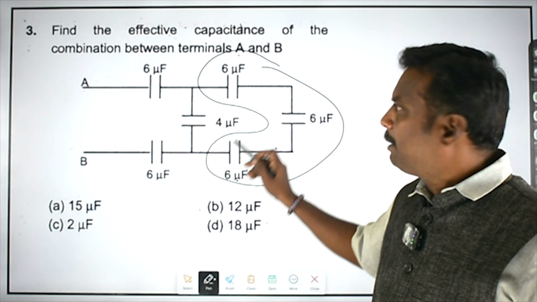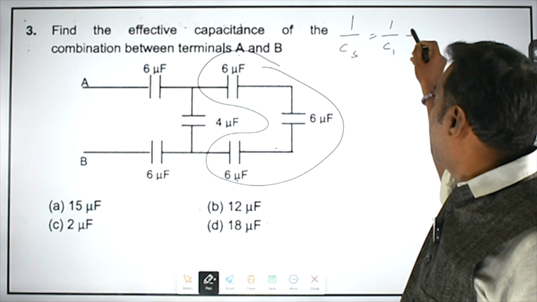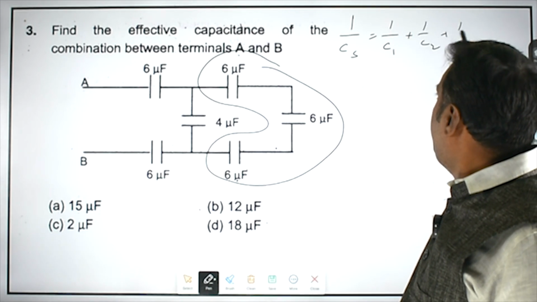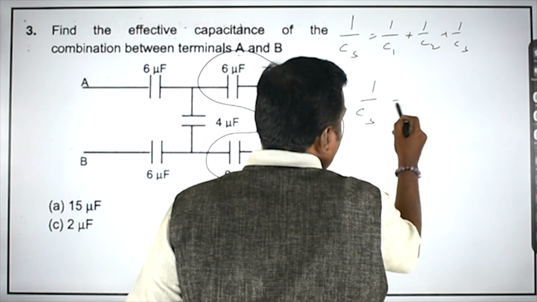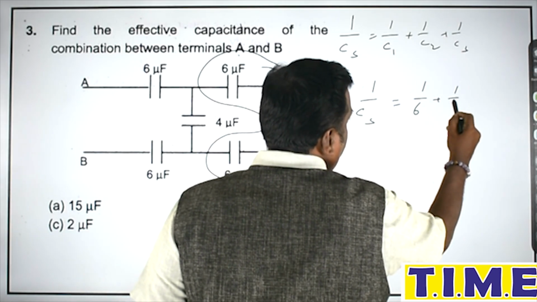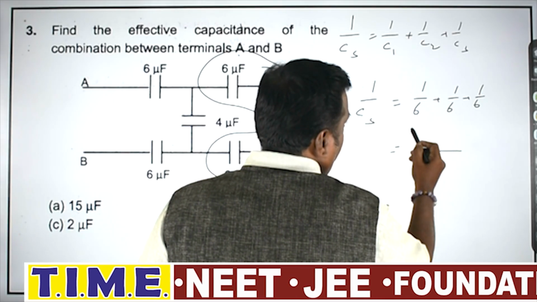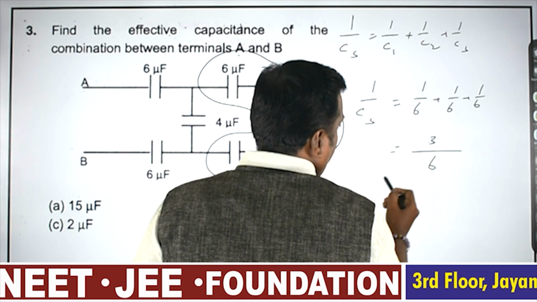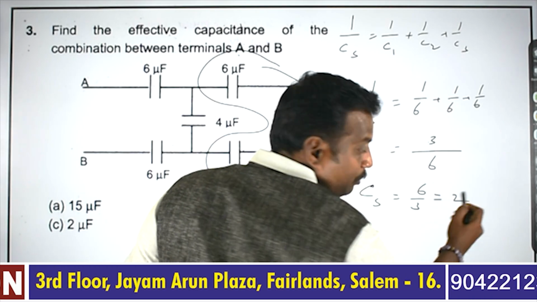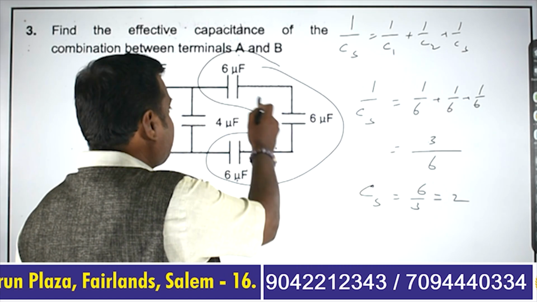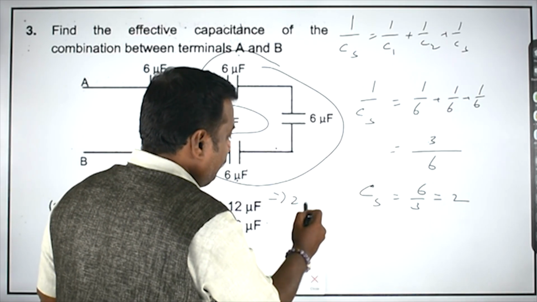லைனா இருக்கு, சீரிஸ்ல இருக்கு. அப்போ what is effective capacitance? 1 by CS is equal to 1 by C1 plus 1 by C2 plus 1 by C3 இல்லையா? Yeah. So 1 by CS is equal to 1 by 6 plus 1 by 6 plus 1 by 6. So இதோட LCM 6 ன்னு எடுத்துக்கிட்டீங்கன்னா 1 plus 1 plus 1 is 3. So 3 by 6 or CS is equal to 6 by 3. So 6 by 3 is what, sir? 2. So the effective capacitance is 2. இந்த எல்லாமே சேர்ந்தா இதோட வேல்யூ வந்து 2 microfarad.